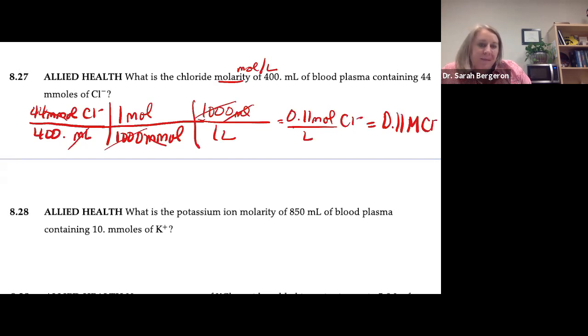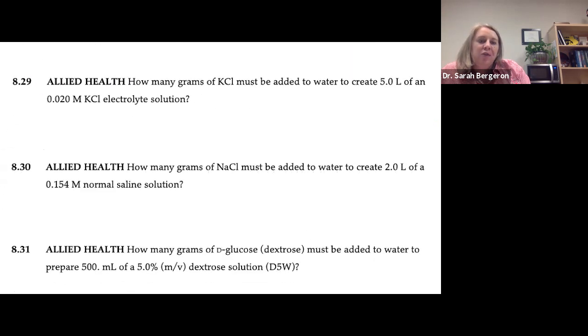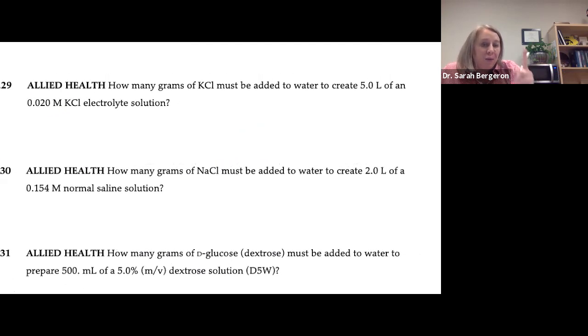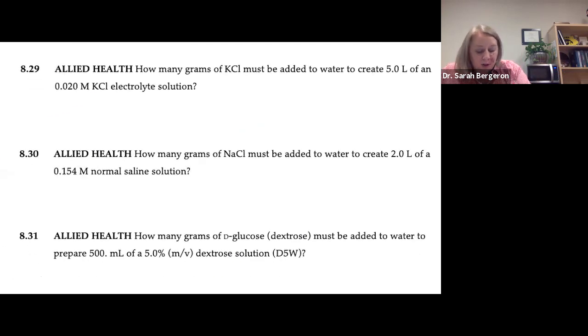Okay. All right, 8.29. How many grams of KCl must be added to water to create 5 liters of a 0.20 molar KCl electrolyte solution? All right, so what are we doing? We have to worry about what we're starting with. What are we starting with?